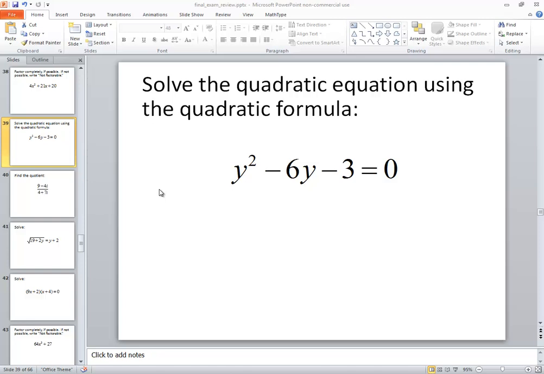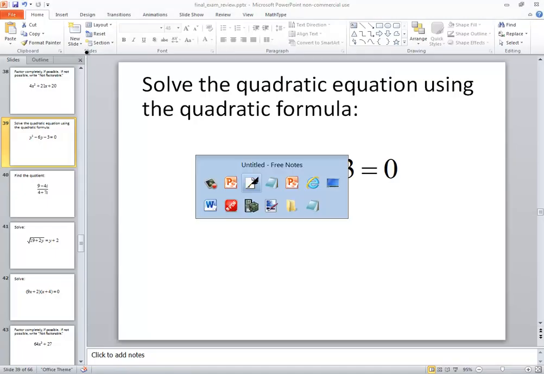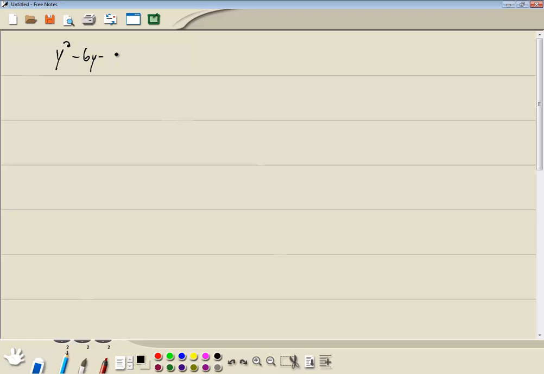Take a look at this problem. I want to solve the quadratic equation using the quadratic formula. So we've got y squared minus 6y minus 3 equals 0.